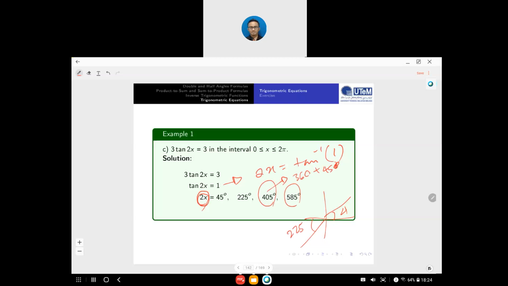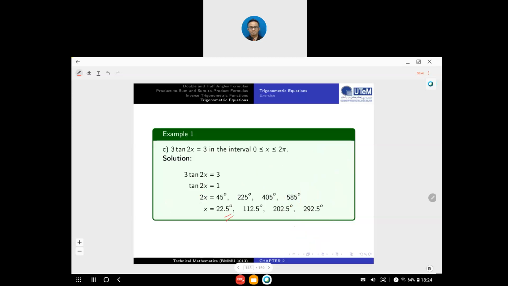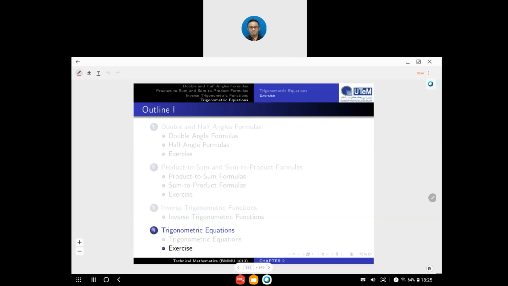And then this one, awak boleh dapat 360 plus 180 plus 45. Okay, so you can get 585. That one for 2x. Yang kita nak cari adalah x. So when you divide by 2, you can get this value. Okay, boleh? Tulis 90 pun boleh. Okay, so this one is the example 1. Now look at the exercise.